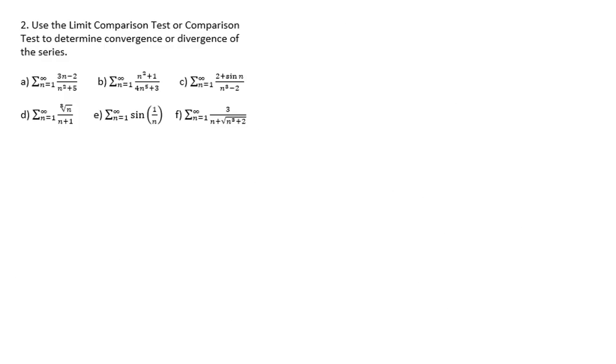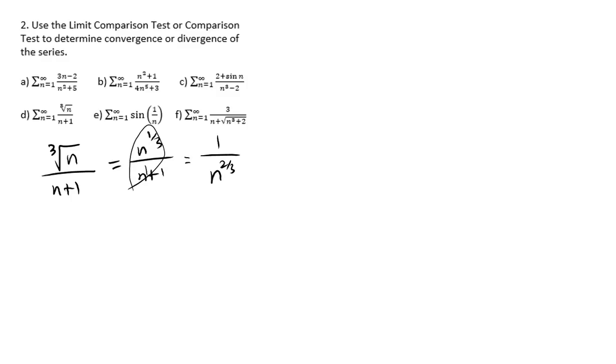Okay. Now D, we have the cube root of n plus 1. Again, this is a very easy application of the limit comparison test, because the dominant terms are n to the 1/3 and n, so that's like 1 over n to the 2/3, right? Because 1 minus 1/3 is 2/3. And if you have the summation of this, it is a p-series with p equals 2/3, so it's going to diverge, and that means this should diverge too.